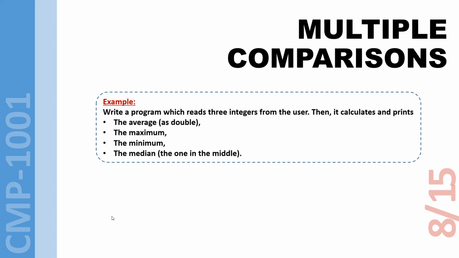Let's look at a more sophisticated looking program which we will be using the multiple comparisons. Write a program which reads 3 integers from the user. Then the program should calculate and print out the average as a double value, the maximum number among these 3, the minimum number among these 3, and the median number among these 3. The median refers to the one in the middle, the one which is not the maximum, not the minimum.